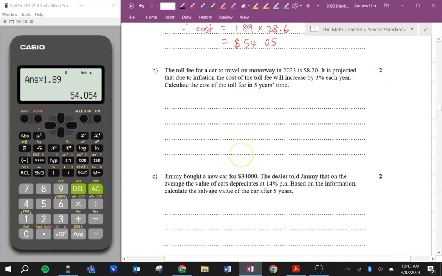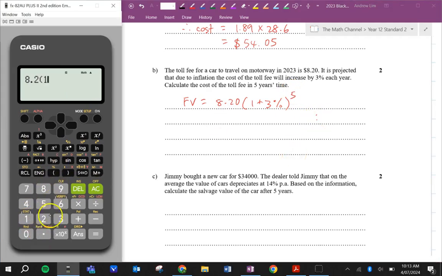The toll fee for a car to travel on a motorway in 2023 is $8.20. It is projected that due to inflation, the cost of the toll fee will increase by 3% each year. Calculate the cost of the toll fee in 5 years' time. So this is a future value question. It's $8.20 now, 1 plus 3% to the power of 5. $9.51.